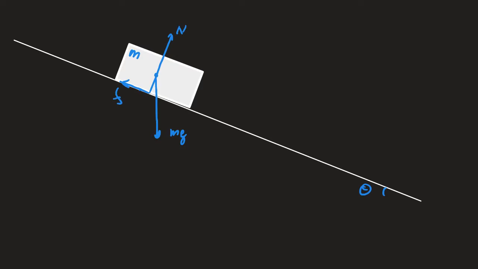Three forces act on this box. The interplay of these three forces decides what the box does. If the box is sliding, then the net force on the box is equal to ma. I don't necessarily know if the box is speeding up or slowing down. I know that there are two forces along the ramp that act on the box: mg times the sine of theta down the ramp, and friction.